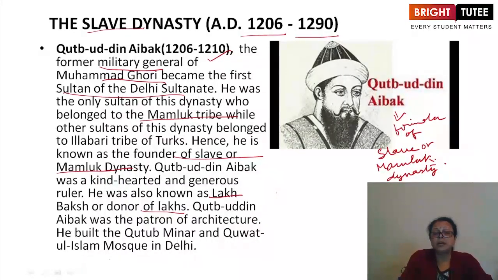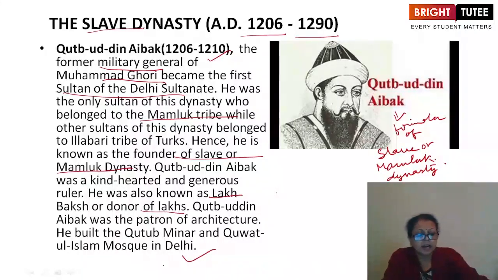He built Qutub Minar and Quwwatul Islam Mosque in Delhi. This way he was also a patron of the arts, and his contribution was there in the construction of Quwwatul Islam Mosque in Delhi. As he was very generous, he became very famous as Lakh Baksh, the donor of lakhs.